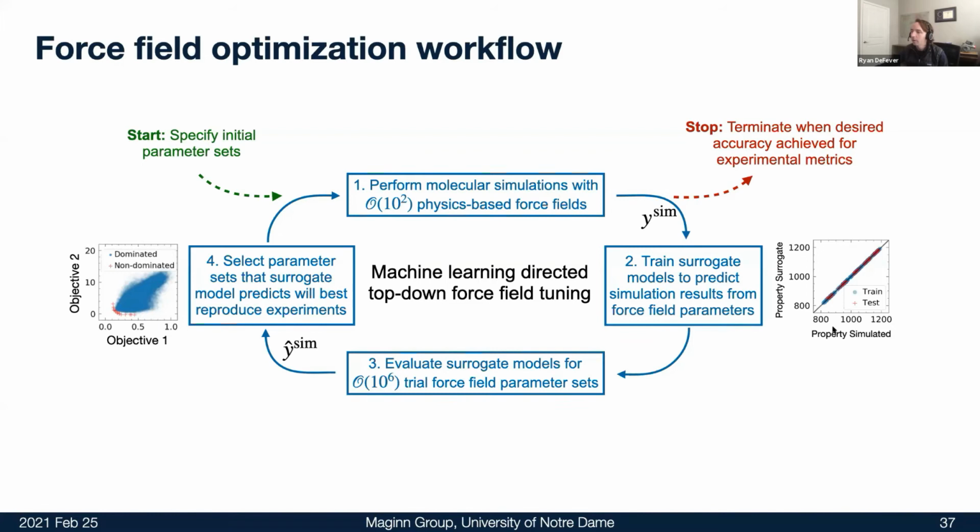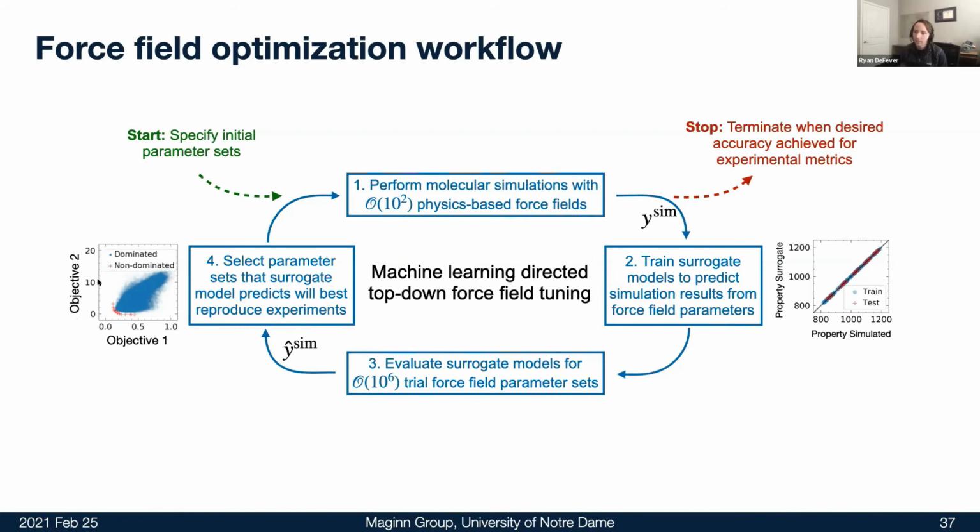Once we have a surrogate model that can predict the result of our simulation, what we do is we evaluate that surrogate model for a large number of trial force field parameters. So we're talking order of 1 million different sets of force field parameters. For each set of force field parameters, we predict the simulation output. And then once we've predicted the simulation output, we can basically select the parameter sets that best reproduce experiments. So if we have only a single objective to optimize, this is just whichever parameter sets are closest to experiments.